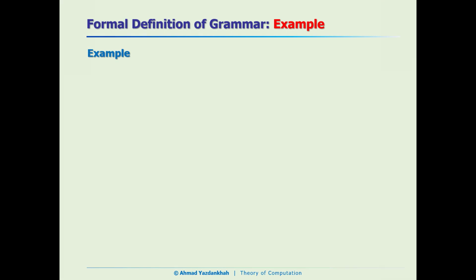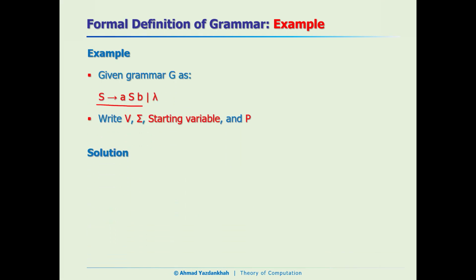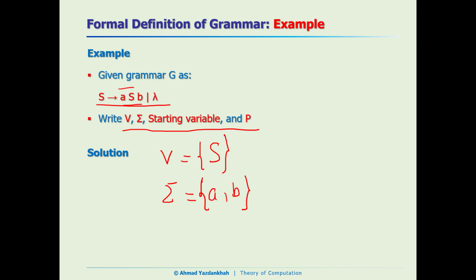Let me take an example here. We have this grammar, and the question is, what are these elements? No problem. V is the S. Do we have any other variable here? No, just that S. How about sigma? The terminals are A and B. Just remember that even though lambda is here, it is not part of the alphabet; that's our familiar empty string. The starting variable is just the S, the only variable we have here.